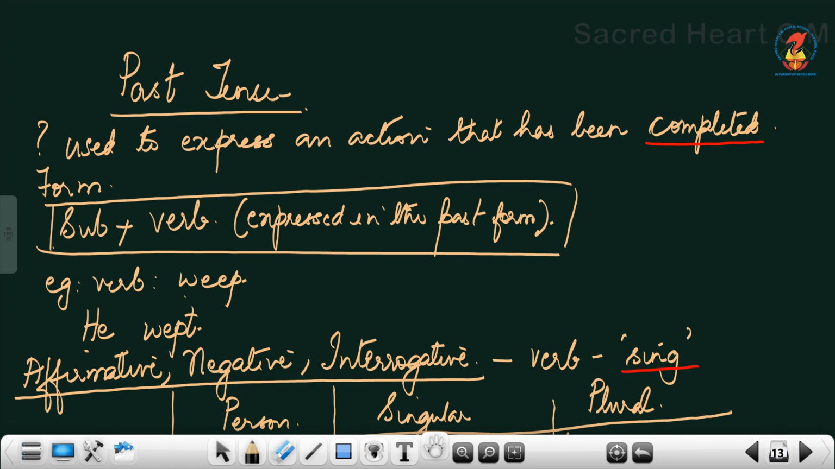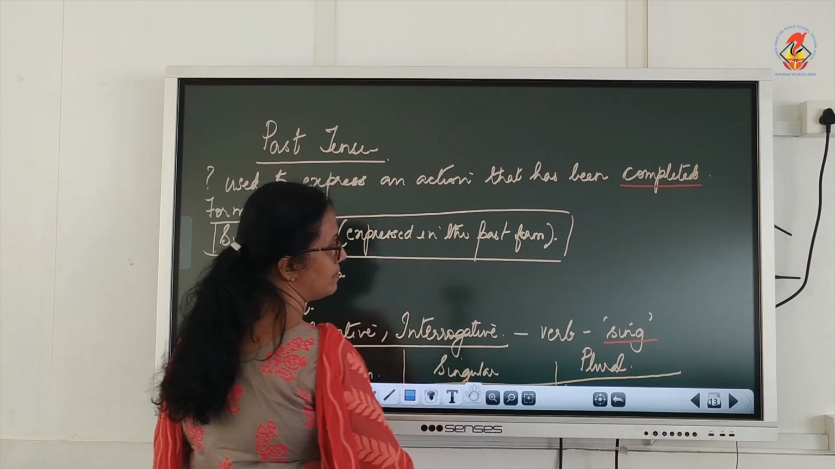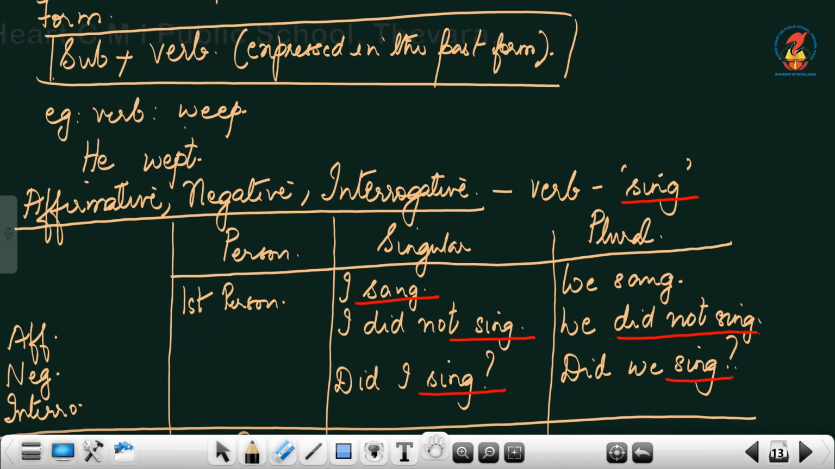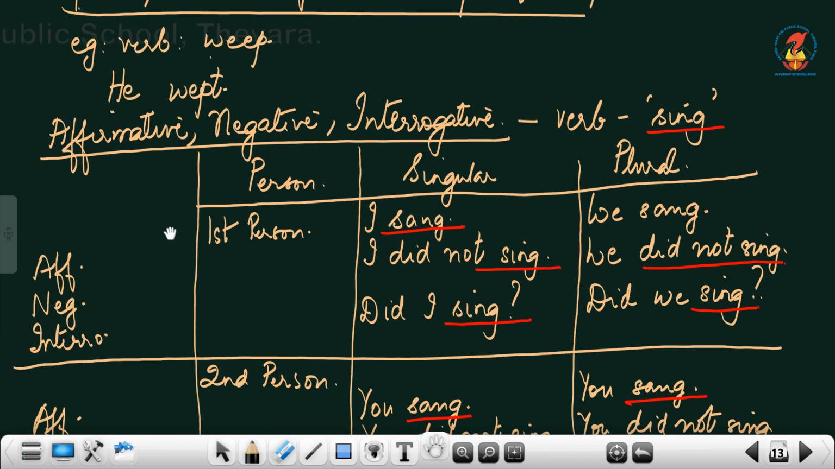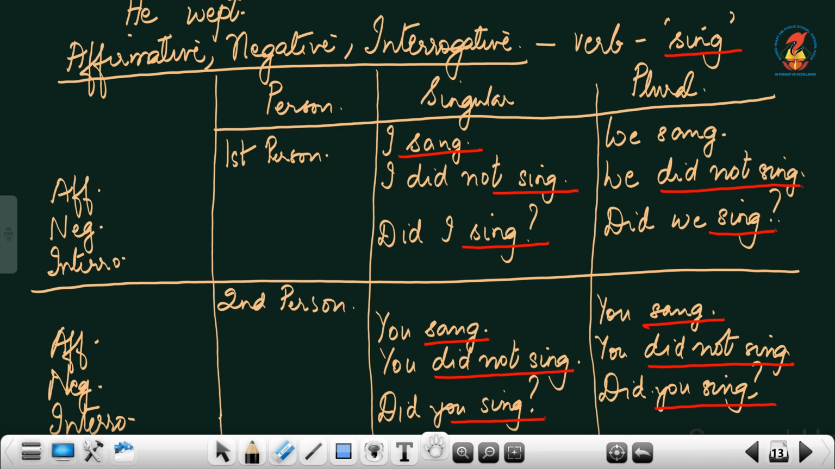Now how are you going to express this simple past tense in the affirmative, negative and interrogative, given that your verb is sing? To sing a song, sing. Let us start with the first person pronoun: first person singular I, plural we. Now your verb is sing. What is the past form of the verb? Sang. So, I sang. If you have to express it in the plural, we sang.